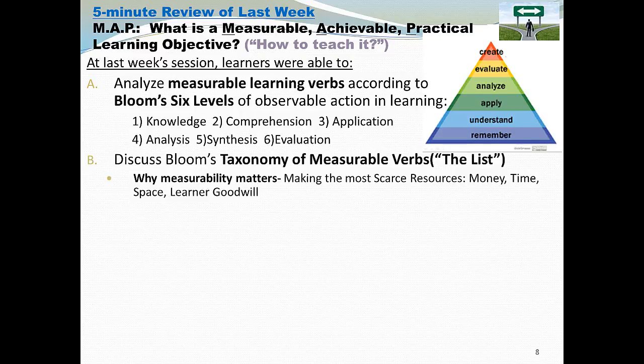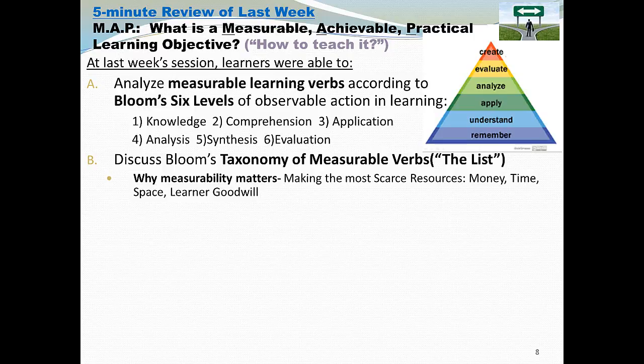From that grew Bloom's taxonomy of measurable verbs. So when you're writing a learning objective, you can't just throw in any old language. You want to focus on your first verb being something that can be measured, because as it turns out, outcomes is a science that we have gathered a lot of data around.